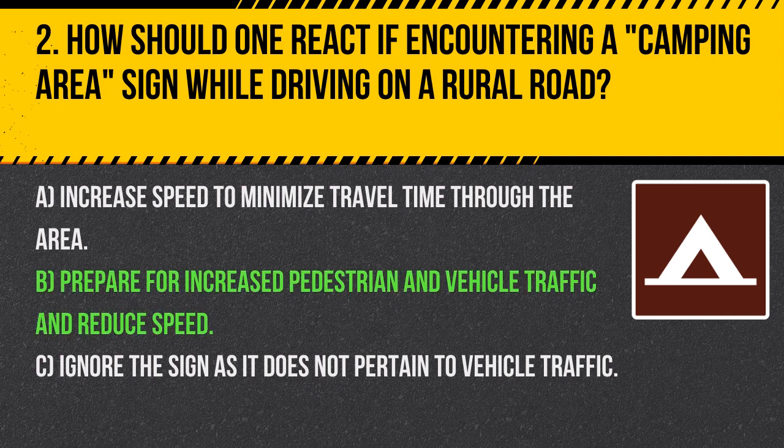Answer. B. Prepare for increased pedestrian and vehicle traffic and reduce speed. This sign indicates an area where people may be crossing or entering the road, requiring extra caution.